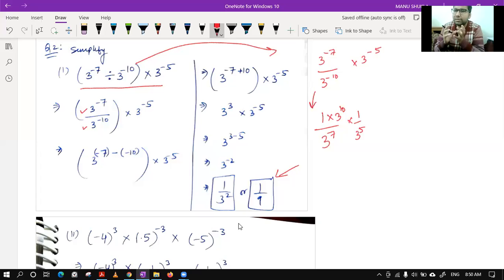Okay, what I have done is I have made all the negative powers positive. How? I have taken this 3 power minus 7 to the denominator, this to the numerator, and this to the denominator. I hope this is also clear to you.